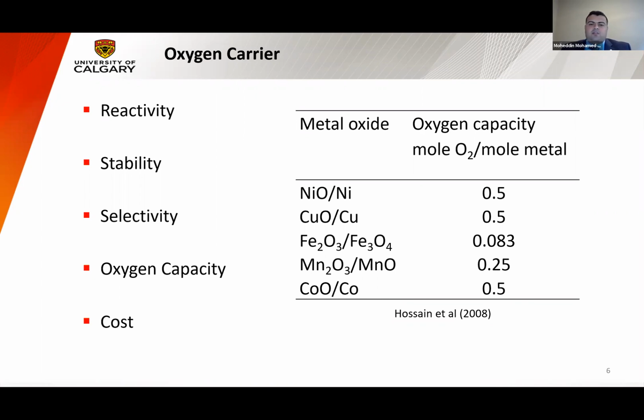And finally, the cost. The cost of oxygen carriers varies. For example, iron is a cheap material, nickel is on the expensive end, and cobalt is very expensive.